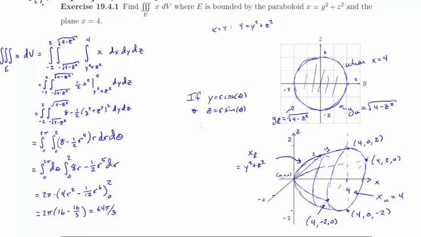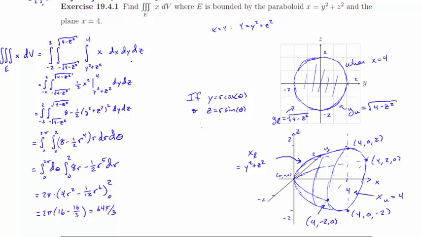So I start by setting up the triple integral over the region E of x dV equals the integral from negative 2 to 2 in the z direction, the integral from negative square root of 4 minus z squared in the y direction to positive square root of 4 minus z squared as the upper bound for the y direction, then the integral from y squared plus z squared to 4 in the x direction of x dx dy dz. So I go ahead and start by doing this in the x direction first.